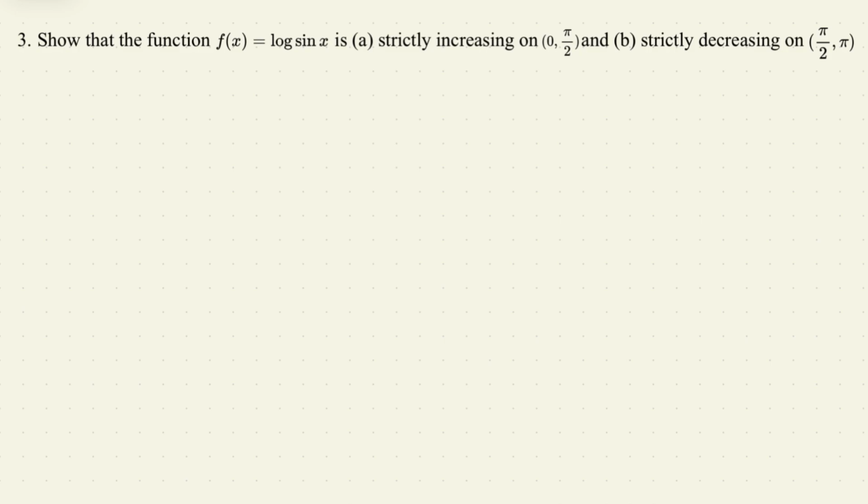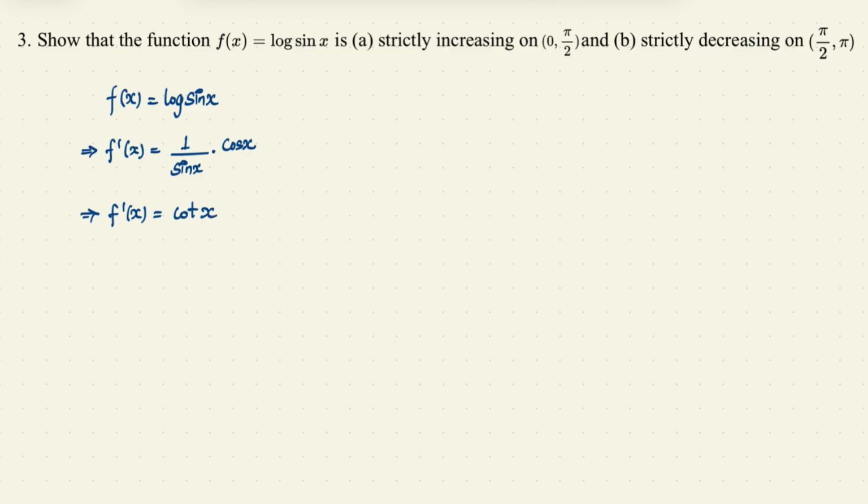Question 3. Show that the function f(x) equals log of sin x is strictly increasing on 0 to pi over 2, and this function is strictly decreasing on pi by 2 to pi. So let us first differentiate the given function, f(x) equals log of sin x. Differentiating both sides with respect to x, d/dx of log x is 1 by x. So first I will have 1 by sin x, and using the chain rule, d/dx of sin x is cos x. So this implies f dash of x equals cos over sin, which can be written as cot of x.